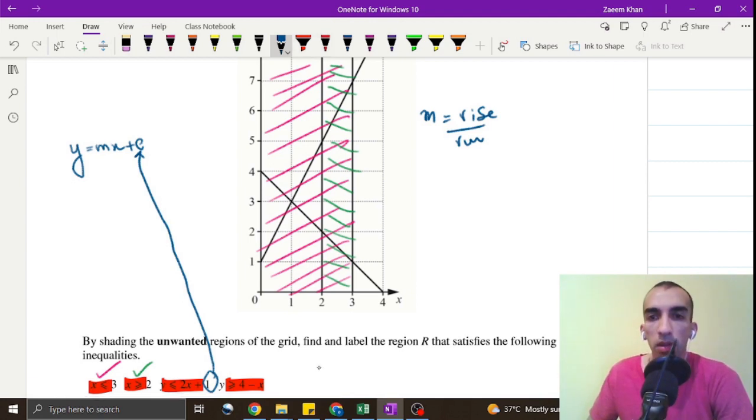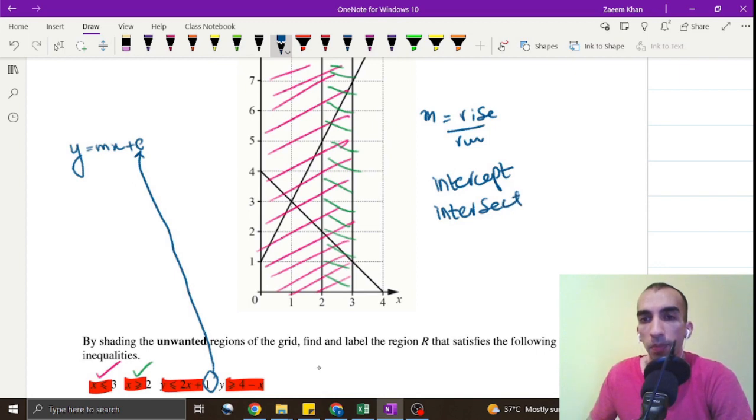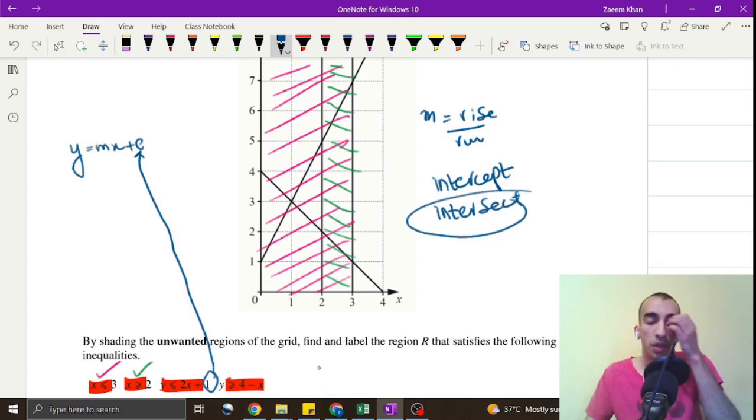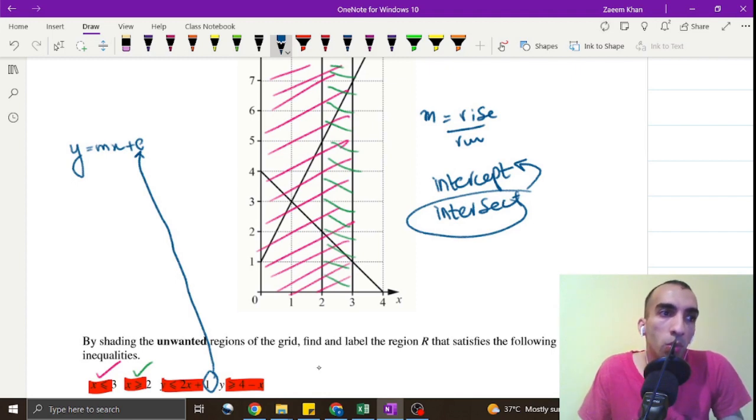Okay, intercept. Intercept rhymes with another word, which is intersect. Intersect means to meet or cut at a certain point. So if two lines meet, they're going to cut and cross each other. That's the intersection point. But when we're talking about intercept, we're referring to where it cuts the y-axis or where it cuts the x-axis. So when we're talking about c as the y-intercept, we are referring to where the line cuts the y-axis.